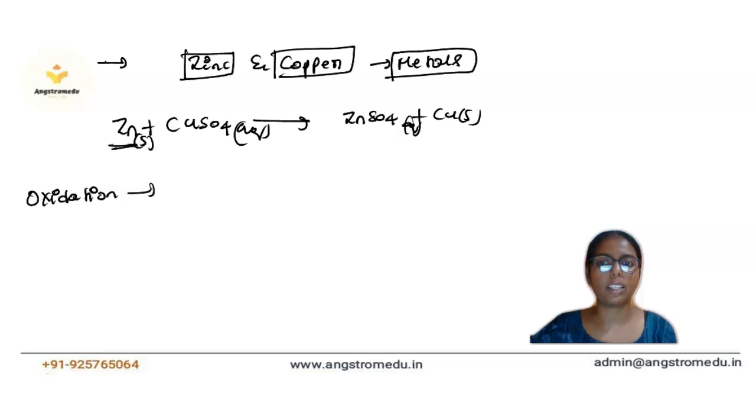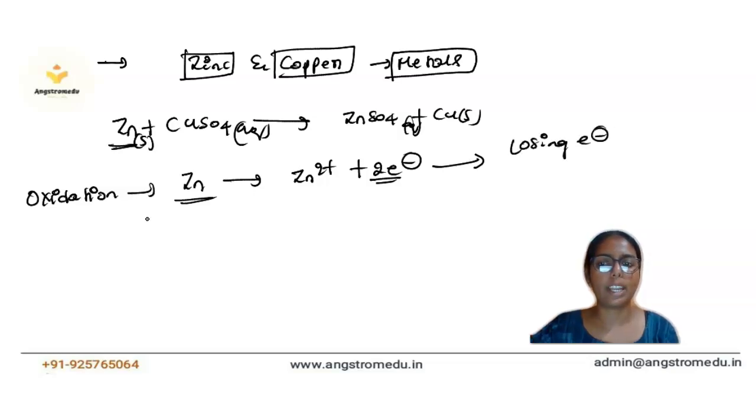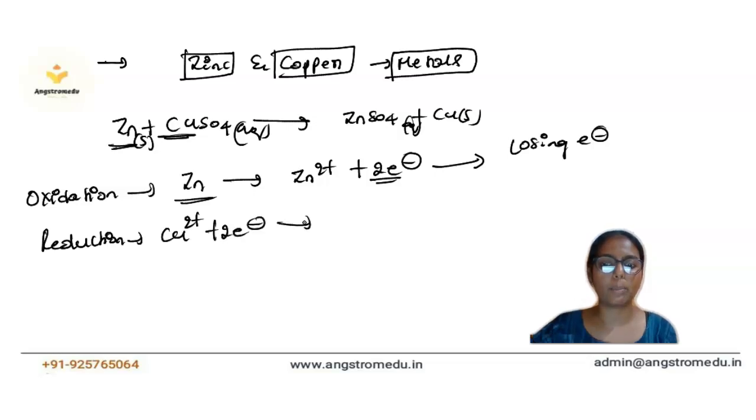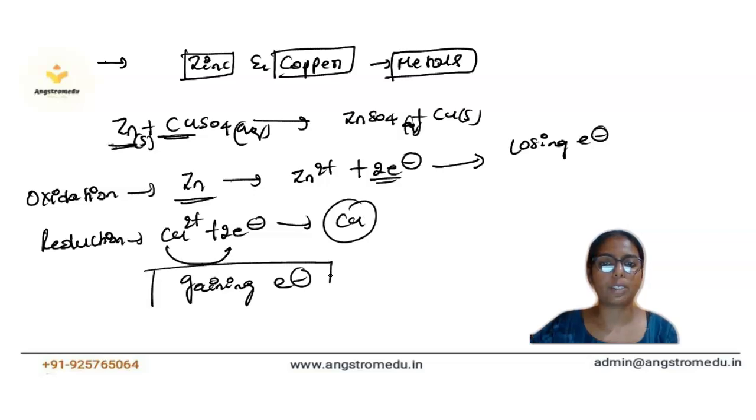So in the oxidation reaction, zinc, Zn, gives rise to Zn2+ plus 2 electrons. Here zinc is losing 2 electrons, so it is undergoing oxidation, meaning losing electrons. And the next one, the reduction, is undergone by copper. Cu2+ gains 2 electrons and becomes neutral Cu. So that's why this is the reduction reaction.